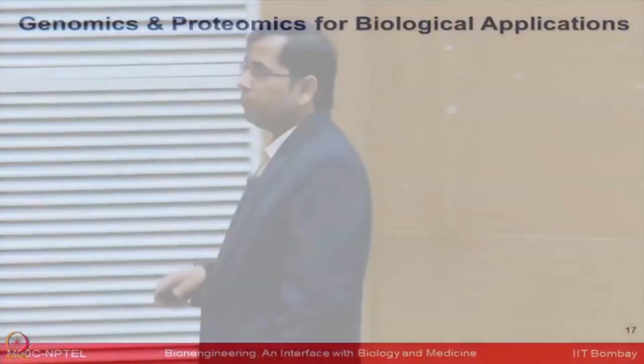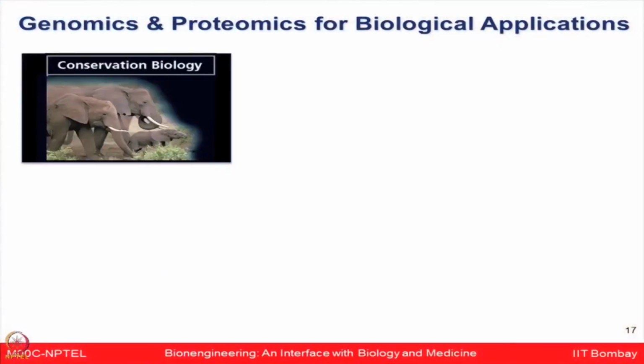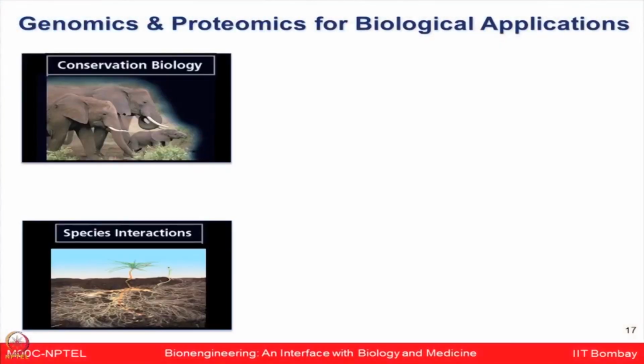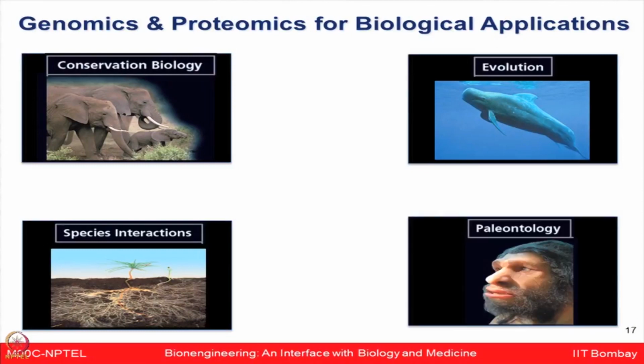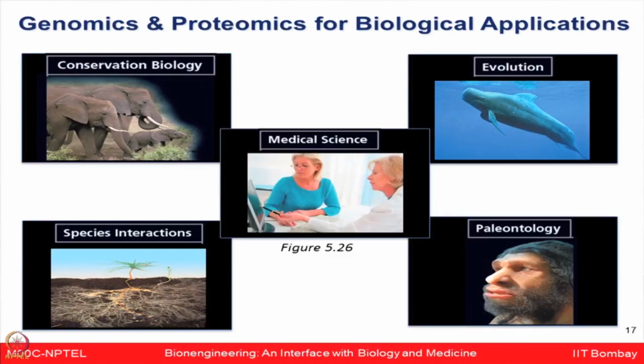These are some of the examples from your book, where a lot of revolution has happened because of our advancement in understanding the genome and proteome. These are apparent in every field, whether conservation biology, evolutionary studies, species interactions, or paleontology, and of course I have been talking more in the medical science context. All of these fields have benefited heavily from knowing what happens at the gene sequence level and the protein level.